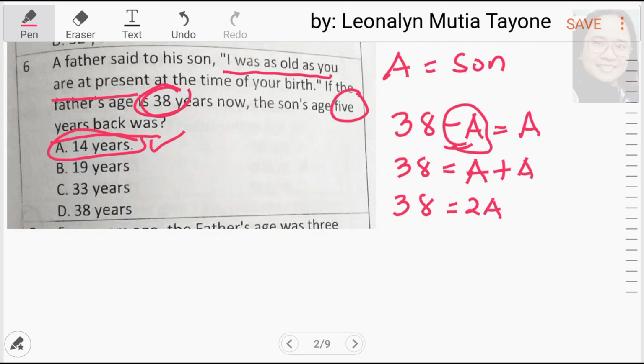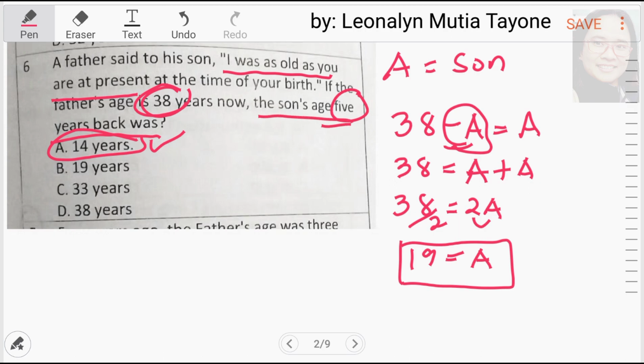This is 38. Para ma-isolate si A dito, since si 2 ay pang-multiply sa A, pang-divide siya sa 38. 38 divided by 2 equals 19. So, ang edad ni son ay 19. Pero, ang tanong ay the son's age 5 years back. 19 minus 5, and that is 14. Kaya ang sagot dito ay 14 years.